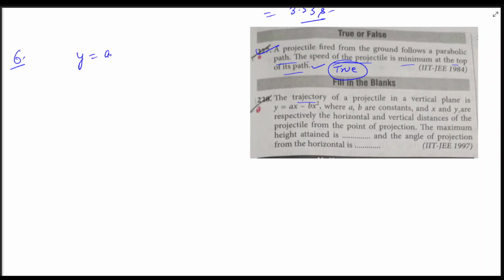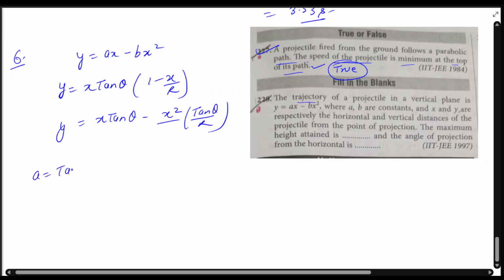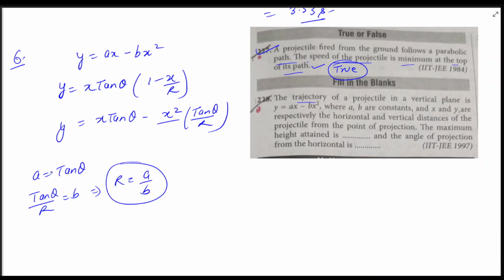So y equals ax minus bx square. Okay, so we know the equation of trajectory was y equals x tan theta into 1 minus x by r, right? So if I rearrange them, x tan theta minus x square tan theta by r, right? So let's compare them. We will have a equals tan theta, and tan theta by r equals b, and tan theta is a, so r will be a by b, right?